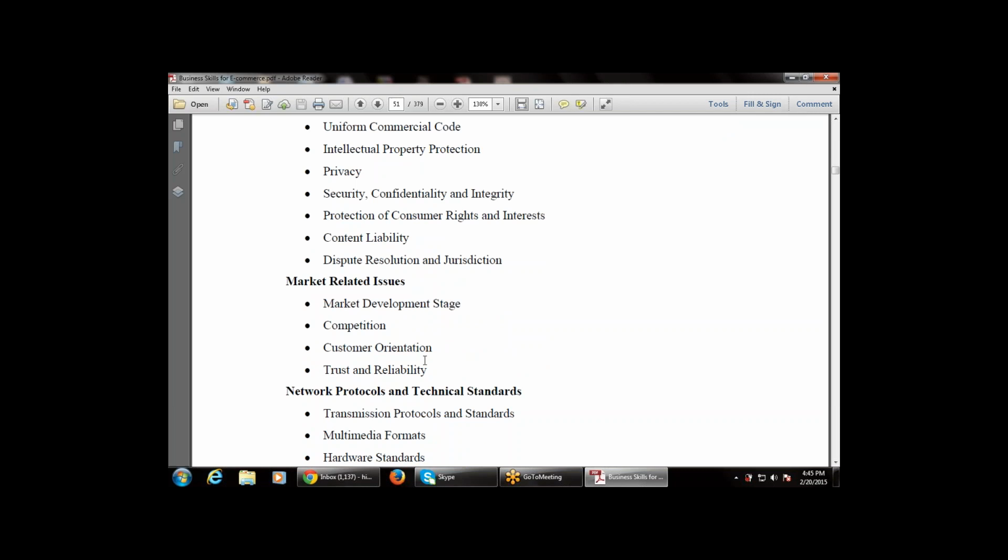Now, what are the issues related to the market? Because everything is based on the market. If there is no demand for e-commerce in the market, how is it possible to make transactions over the internet? So there must be proper marketing planning and proper rules and regulations that are followed. So there are various issues related to the market. The first one is the market development stage.